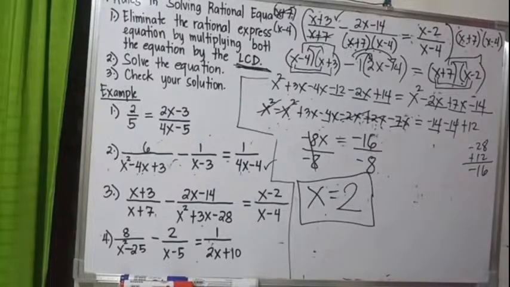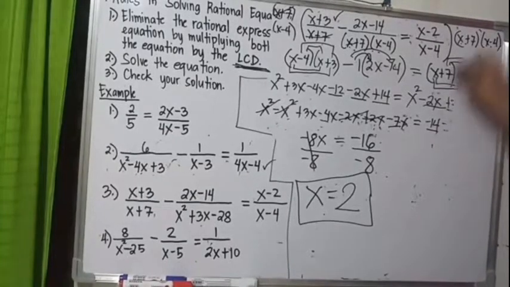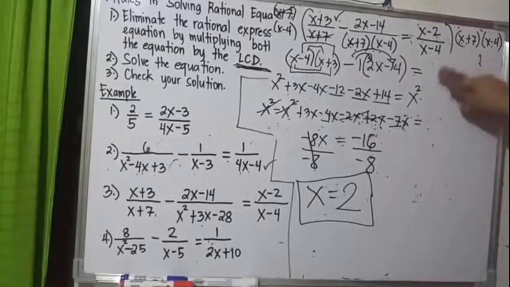Okay, so let's proceed to example number 4. Tomorrow we will discuss the domain and range of rational functions. We keep repeating it, again and again.